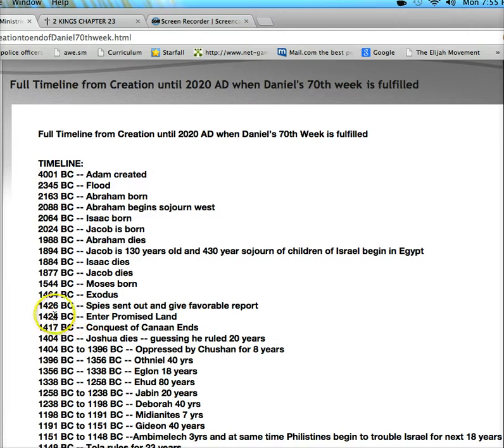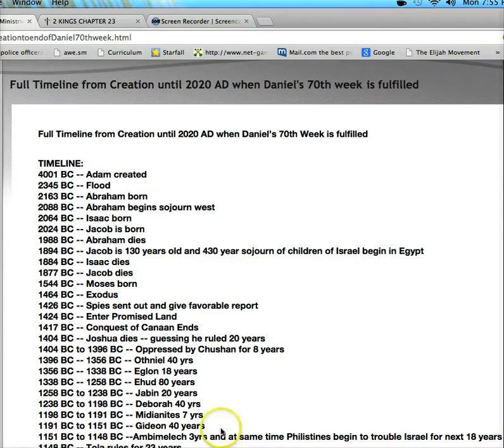Then there's 7 years of conquest till 1417 BC. And then here I sort of just guessed that Joshua died. We don't know this, but Joshua, I'm guessing, ruled for 20 years. And actually that guess, I think, proves to be right, because the rest of the timeline seems to fit perfectly with the Judges.